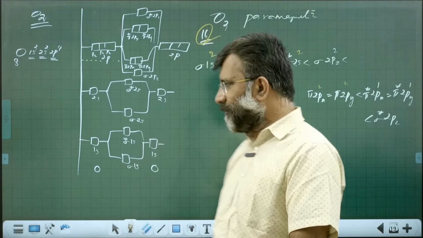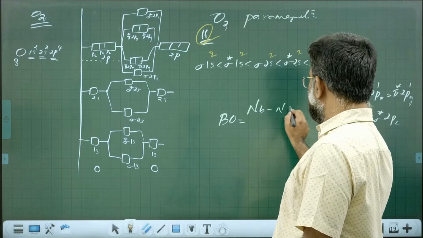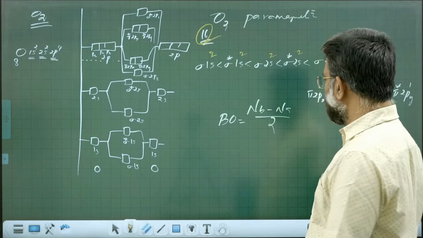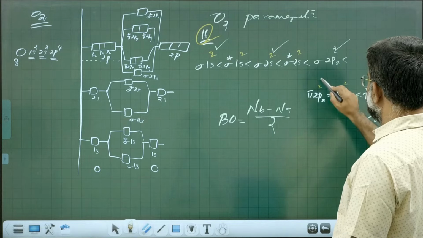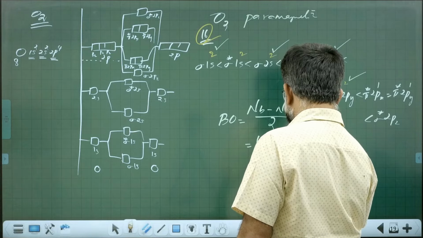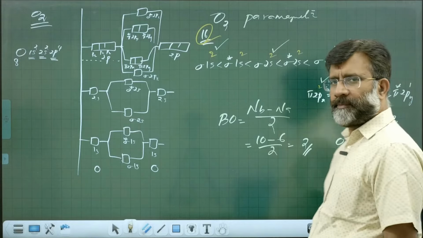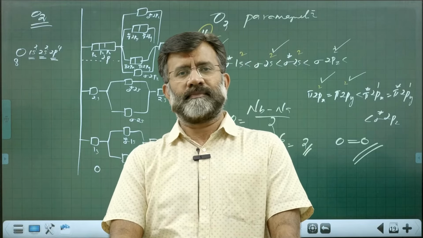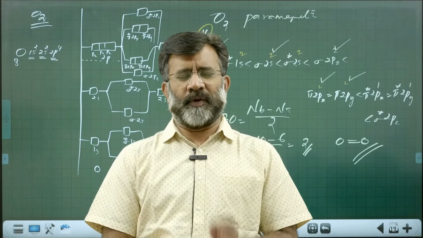What is the bond order? How to get the bond order? Bond order is equal to, once again, Nb minus Na by 2. What is the number of bonding electrons? 2, 4, 6, 8, 10. So it will be 10 minus 6 by 2. You are getting 2. O double bond, bond order equal to 2. Right? So this configuration for O2 is very, very important.